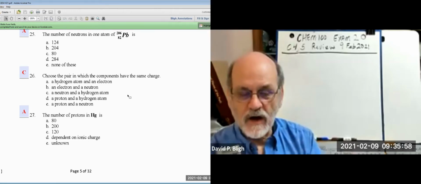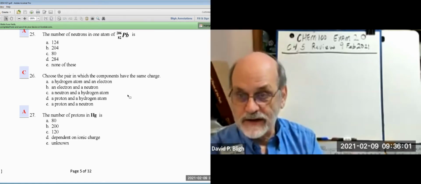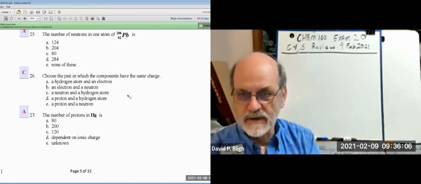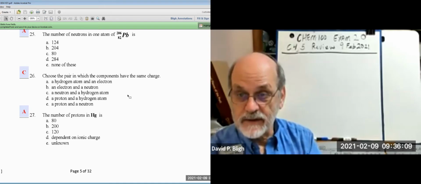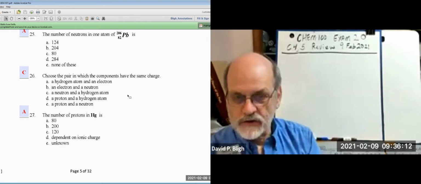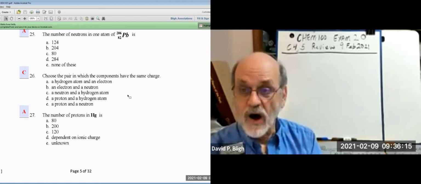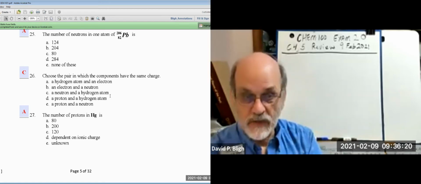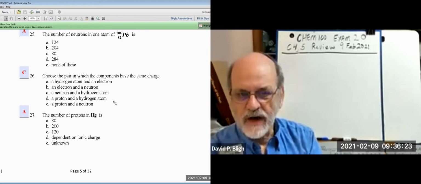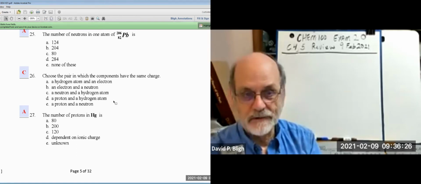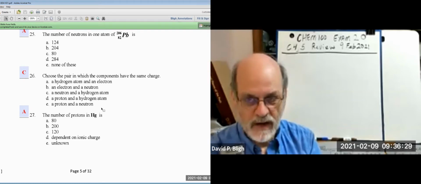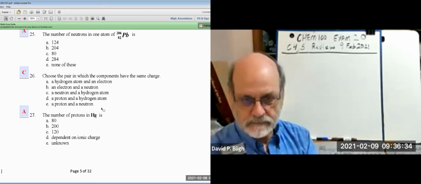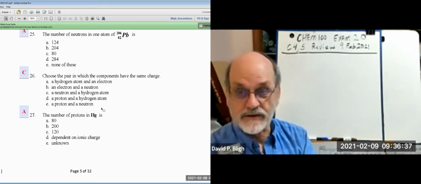An electron and a neutron. Same problem. Electron's a negative charge, neutron's neutral. A neutron and a hydrogen atom. Yep, they have the same charge, like they had no charge. Neutron is neutral, hydrogen atom is neutral, because one proton and one electron cancel one another. So that would be a good answer. Proton and a hydrogen atom, nope, proton's positive charge. Proton and neutron, oh, proton's positive charge. So yeah, C is the best answer. They have the same charge, which is 0.